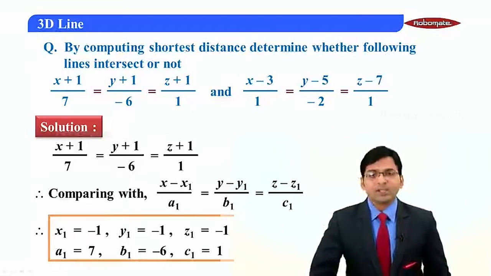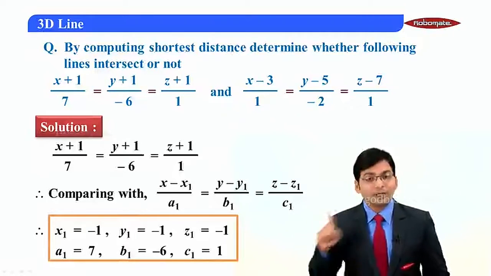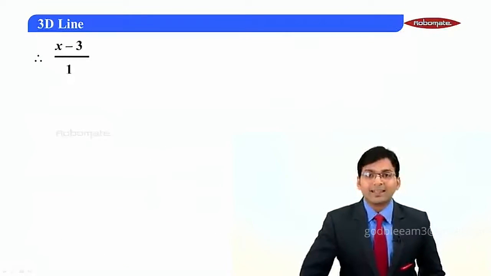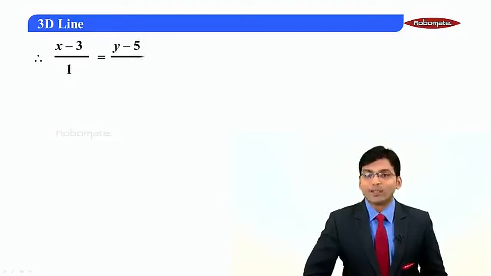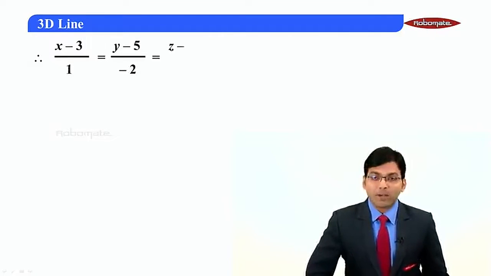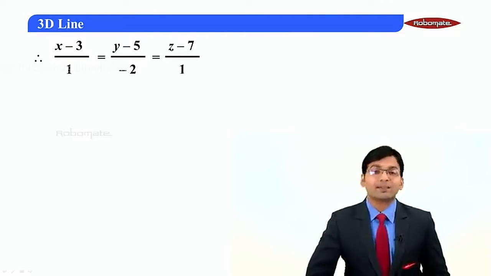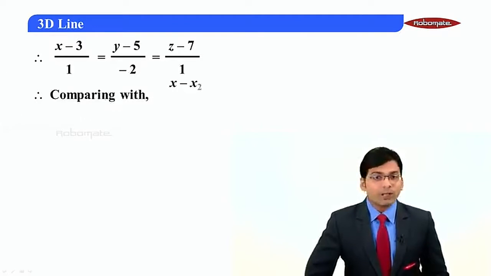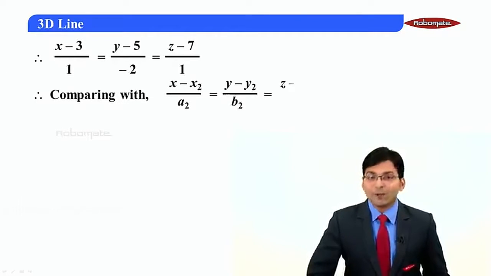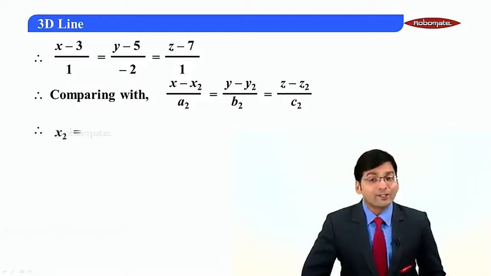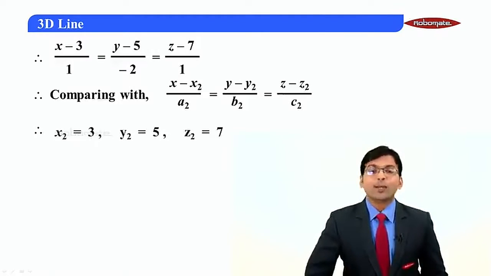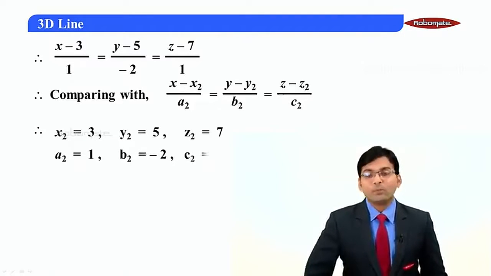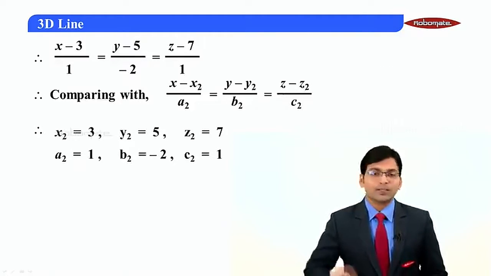Okay students, similarly we get the similar data from second line. The second line is x minus 3 upon 1 equal to y minus 5 upon minus 2 equal to z minus 7 upon 1. When we compare the same with the standard form again, we get x2 as 3, y2 as 5 and z2 as 7. a2 is 1, b2 is minus 2 and c2 is 1.